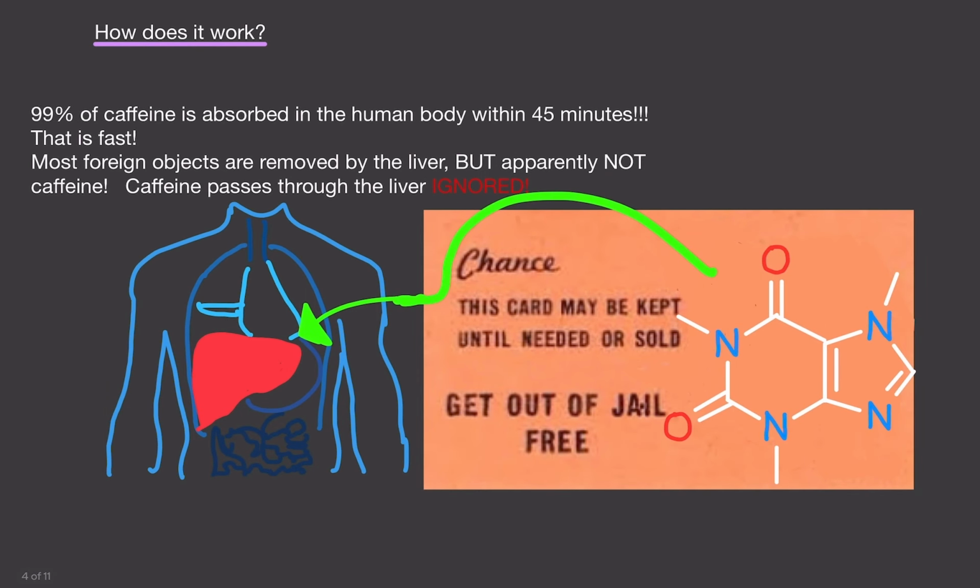So how does it work? How does caffeine actually work in your body? Well, here's a very interesting fact. Caffeine is absorbed very, very quickly compared to other things you can ingest. 99% of caffeine is absorbed within 45 minutes. This does not mean metabolized. There's a difference. Metabolization and the mechanism of action, how long it works, is not absorption. They're two different things. So 99% of caffeine is absorbed by 45 minutes.